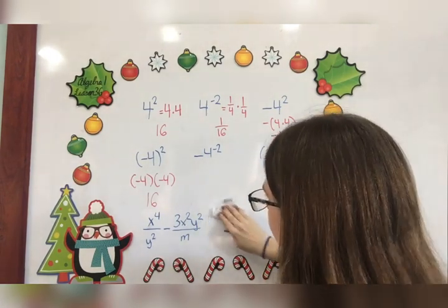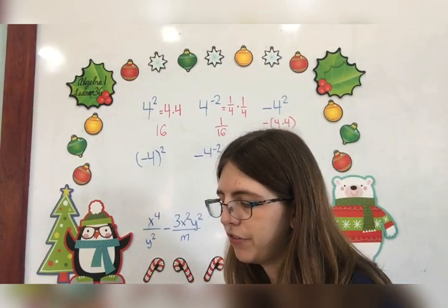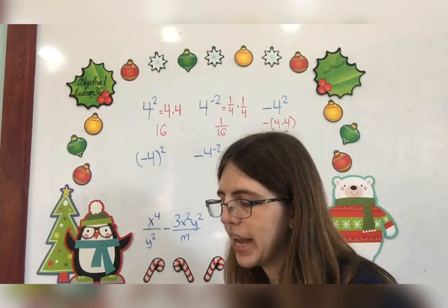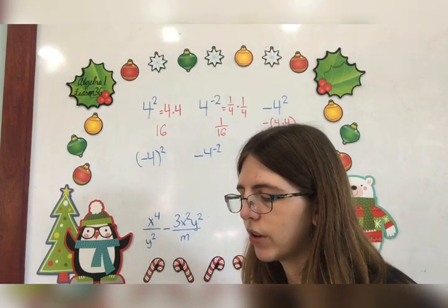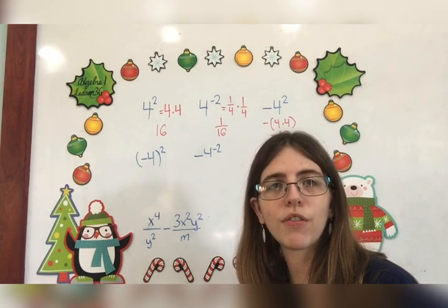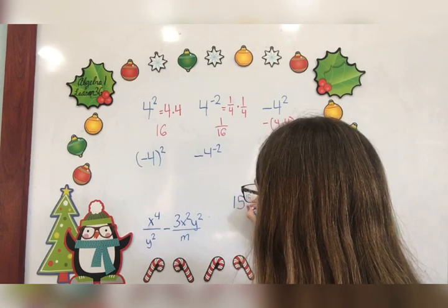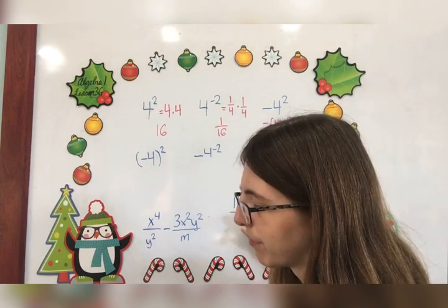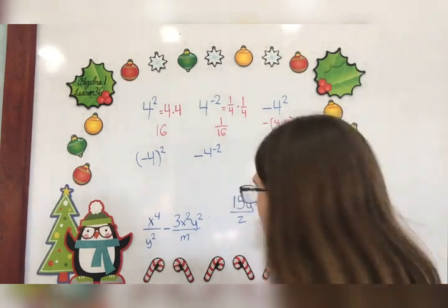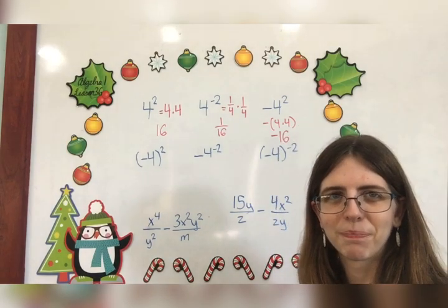All right, letter B. You should have gotten 15xy over zy to begin with, minus 4x squared over zy. But then you could simplify. You have an x on the top and on the bottom of your first term, so that would cancel out. And you'd be left with 15y over z minus 4x squared over zy. So that should have been your final answer.